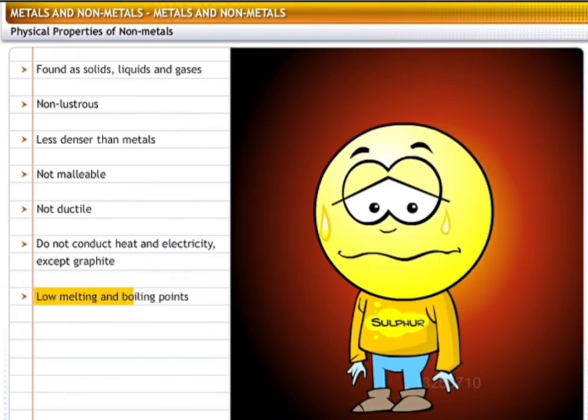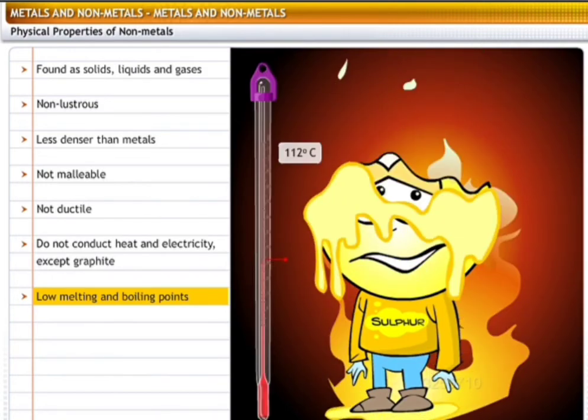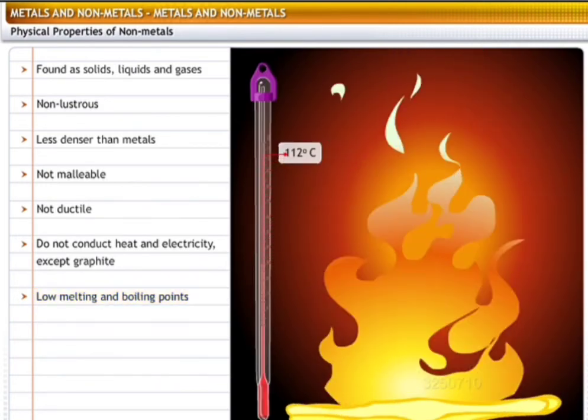Nonmetals have low melting and boiling points. For example, sulfur and phosphorus have low melting and boiling points.